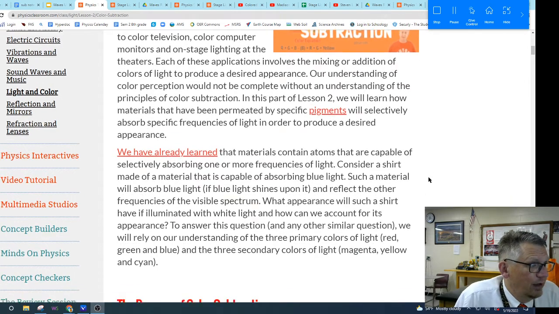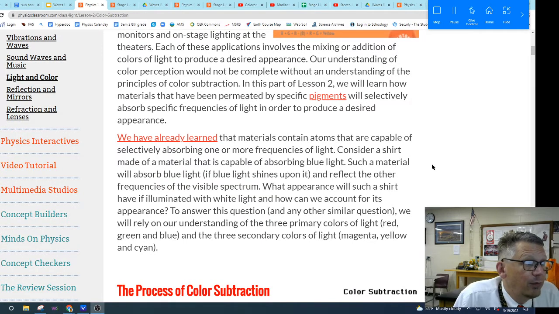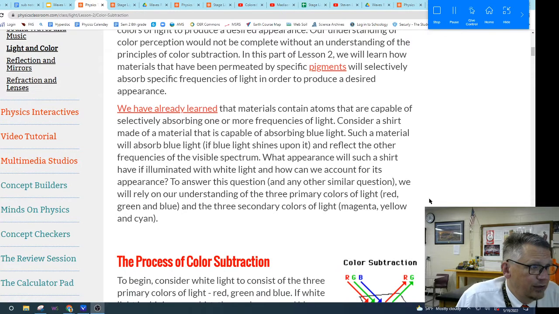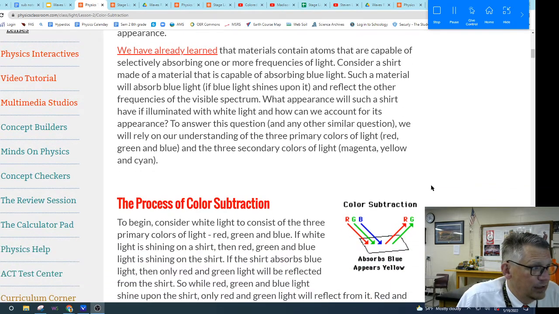Consider a shirt made out of a material that is capable of absorbing blue light. Such materials will absorb blue light if the blue light shines upon it and reflect the other frequencies of the visible spectrum. What appearance will such a shirt have if illuminated with white light, and how can we account for its appearance? To answer the question and any other similar questions, we will rely on our understanding of the three primary colors of light, red, green, and blue, and the three secondary colors of light, magenta, yellow, and cyan.